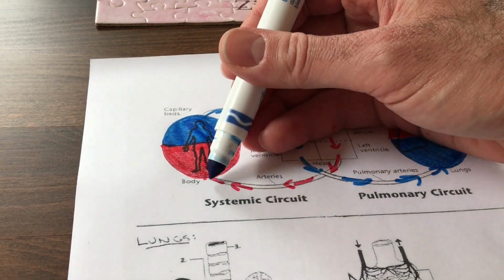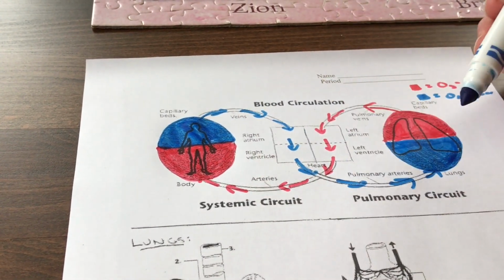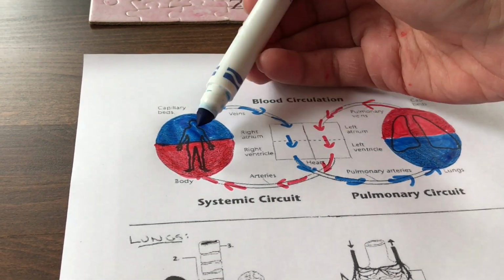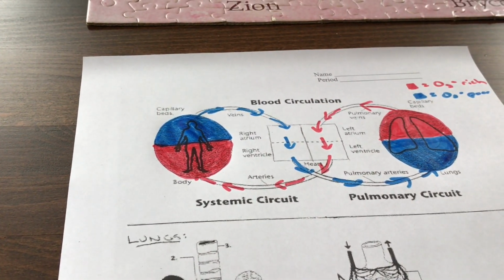heart, and then back to the body, and then back to the heart, and back to the body, and it just kind of goes from the lungs to the heart, to the body, to the heart, from the lungs to the heart, to the body, to the heart, so on and so forth.